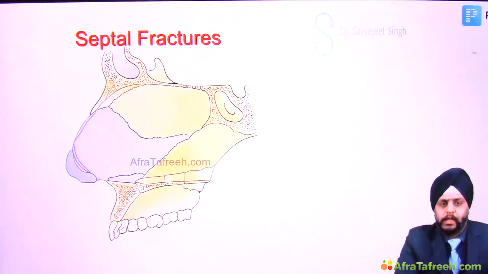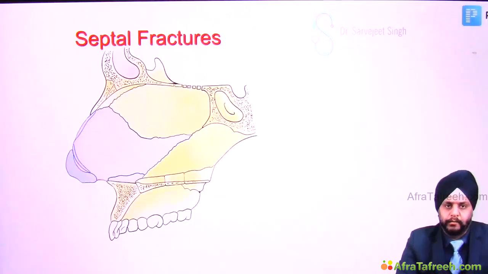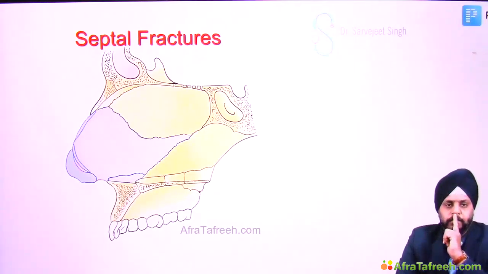Now what is there on the nose? We know the anatomy. The upper 1/3 of the nose is bony. The lower 2/3 of the nose is cartilaginous, right? The lower 2/3 is the mobile part. But the septum contains the cartilage, and this cartilage is fixed. It is fixed to the bones, right?